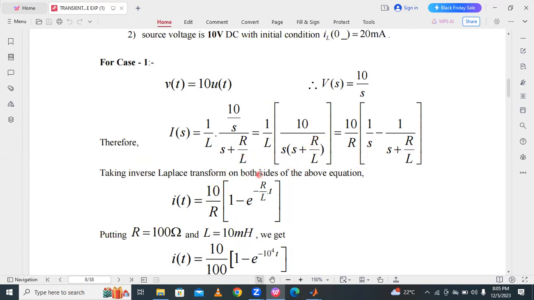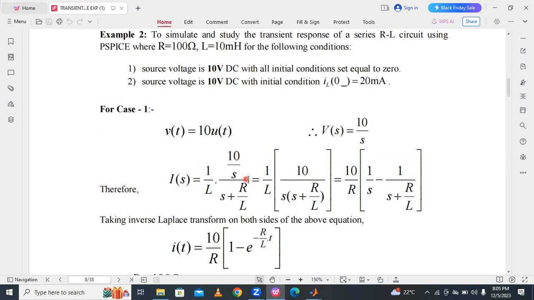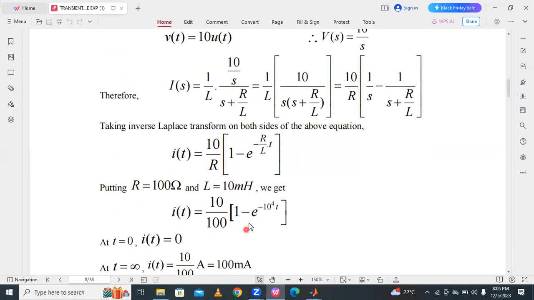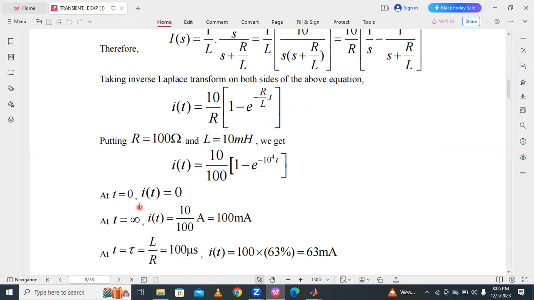This is the expression. By substituting the values of R and L, we get 10 by 100 into 1 minus e power minus 10 to the power of 4 t. So this is the expression after substituting and simplifying. And then at t is equal to 0, the current I of t is equal to 0. At t is equal to 0, current is also 0 for the series RL circuit.